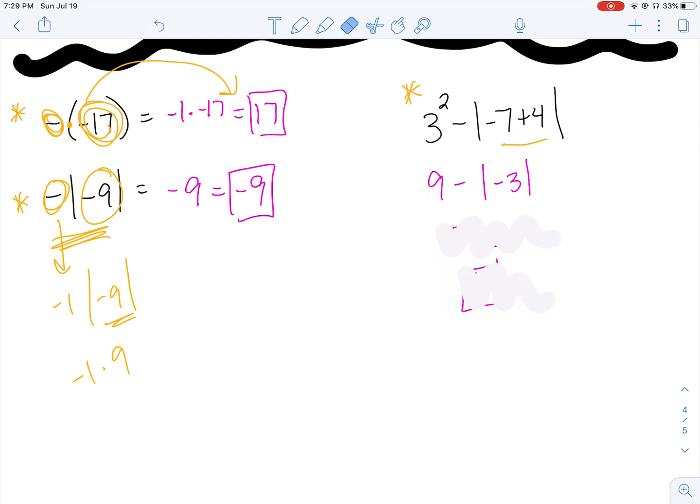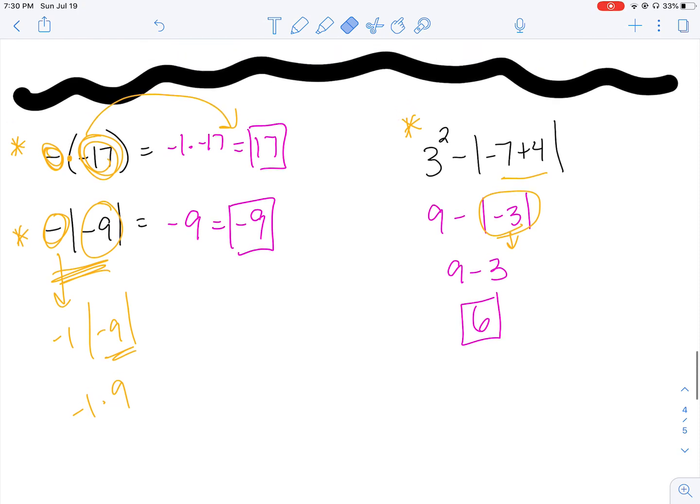Now be careful. These two negatives don't make a positive because remember, negatives can't break through bars. I have to do the absolute value first. So the absolute value of negative 3 is positive 3, and then I still have the negative that's in between. So now I have 9 minus 3, which is really 6, a little bit different than 9 plus 3. So be careful with that one.